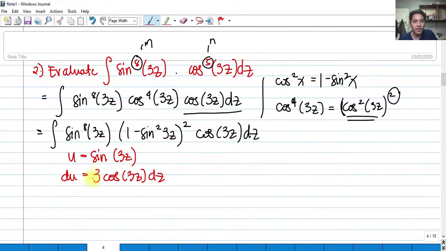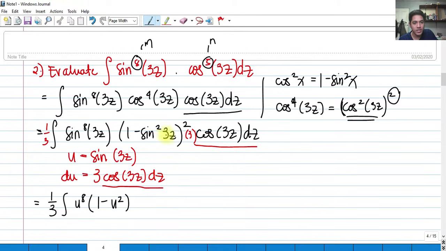Notice that we don't have any 3 here, 3 cosine 3j, because we only have cosine 3j dj, which is this. So we are going to multiply a correction factor of 3, but outside of the integral sign, the reciprocal of that 3, which is 1/3. Okay? That's what we did a while ago also. So we have now 1/3. U substitution. So this would be u raised to 8. And that would be 1 minus u squared because of sine squared 3j. And then this is squared. Of course, multiplied by du.